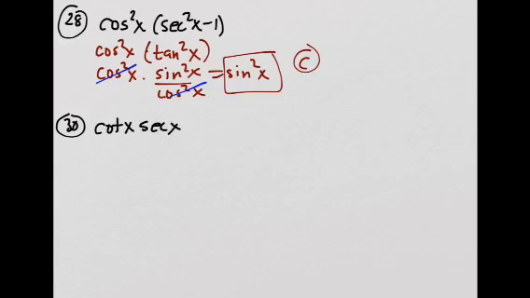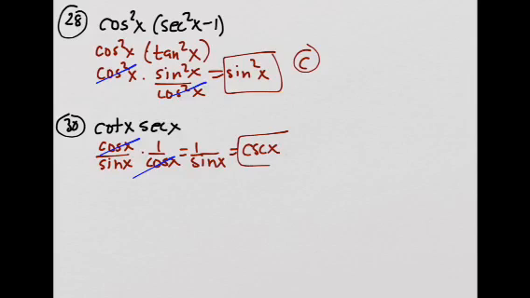Alright, so for cotangent x, I'm going to substitute it with cosine over sine. Secant is 1 over cosine. So I see that cosine over cosine is 1. So I'm left with 1 over sine x, which equals cosecant x. And that is letter A.